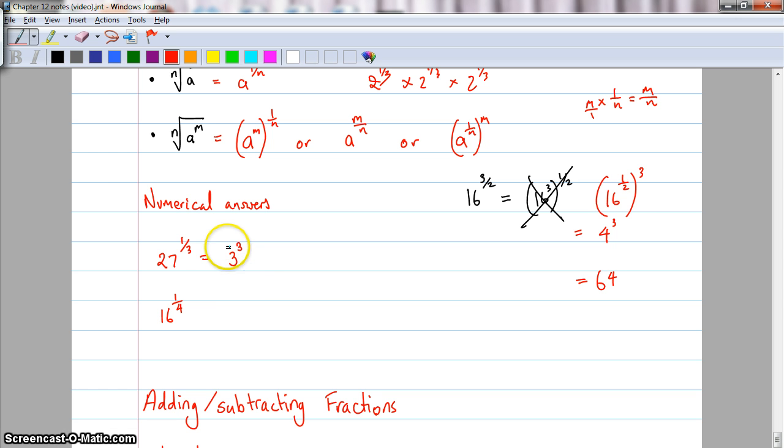Hopefully we don't ask you too many nasty things. So that becomes 3 to the power of 3, all to the power of a third. And now, remembering that whenever we've got brackets, we just multiply, that one becomes 3 to the power of 3 times a third, which is 3 to the power of 1.